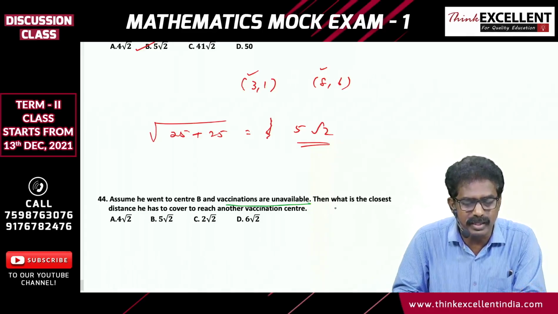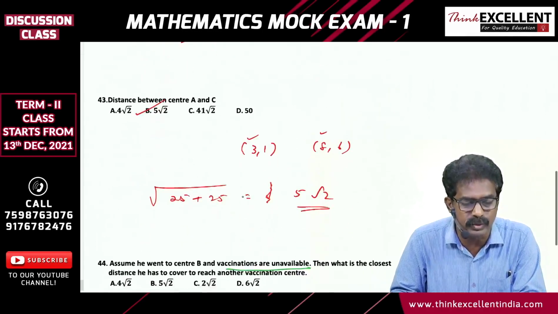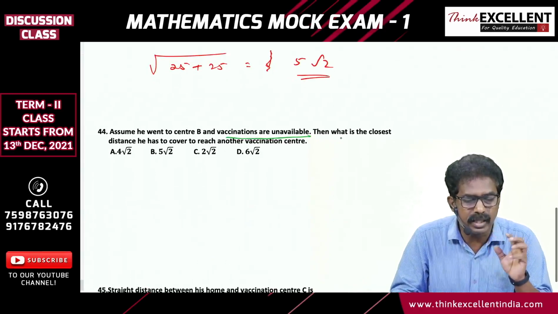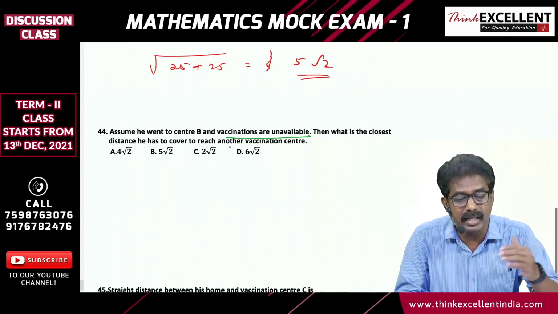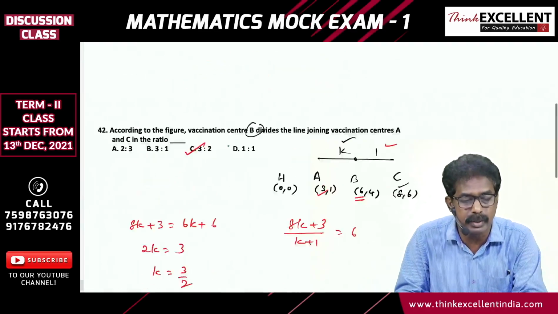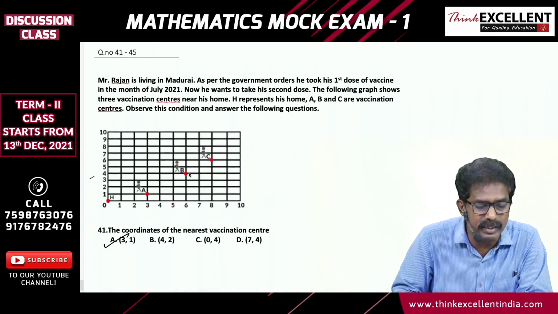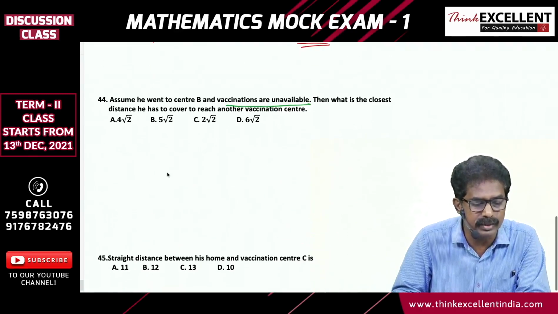Now from here he is deciding where he can go. Either he can go to C or he can go to A. Now you have to help him where to go. You have to see the shortest distance, right? What is the closest distance he has to cover to reach another vaccination center? Now he is at B. So you have to find both distances, BC and BA. From the diagram you can see very easily.